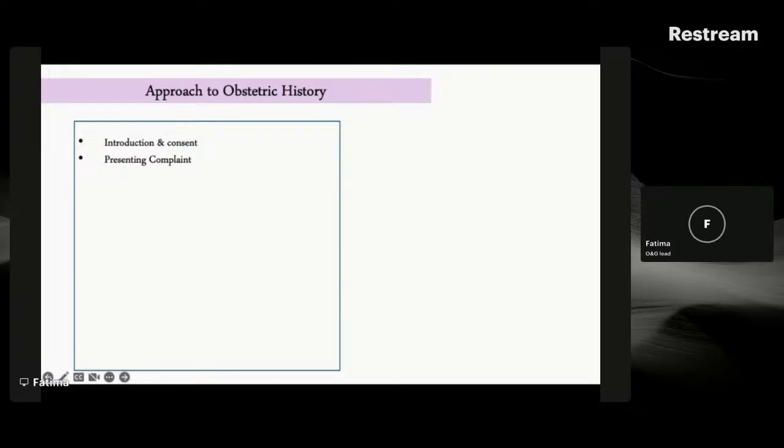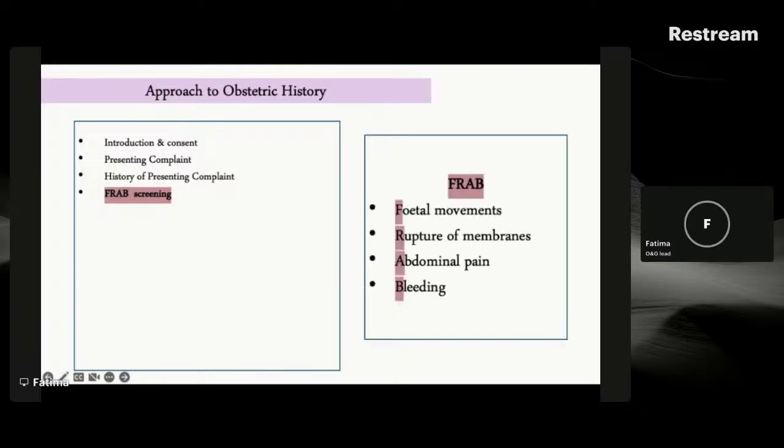Right, so for an obstetric history, in an OSCE scenario or even in practice, you start off with introducing yourself and asking for consent. You ask about the presenting complaint, and then you ask them further about the history of the presenting complaint. In an obstetric history, we use the FRAB screen, which stands for fetal movements, rupture of membranes, abdominal pain, and bleeding, and we'll talk more about all of these in a moment.